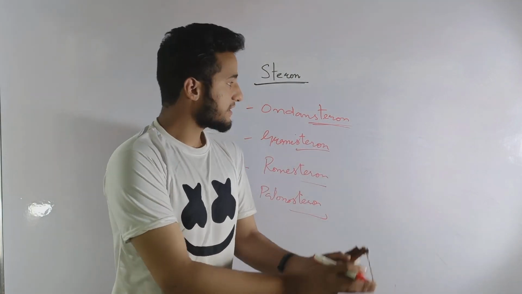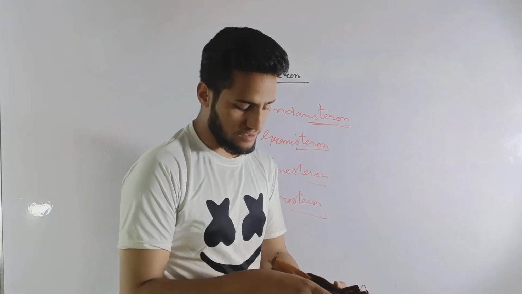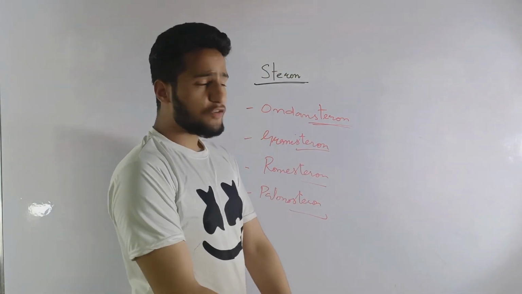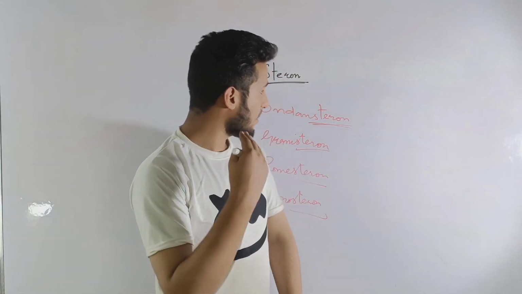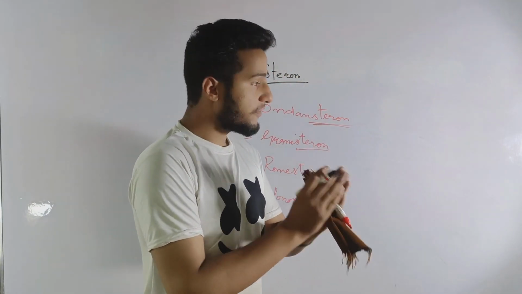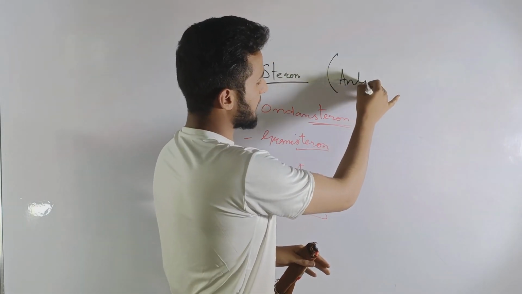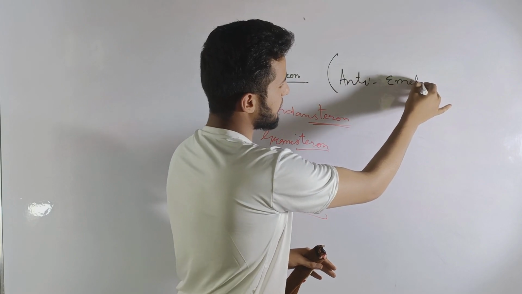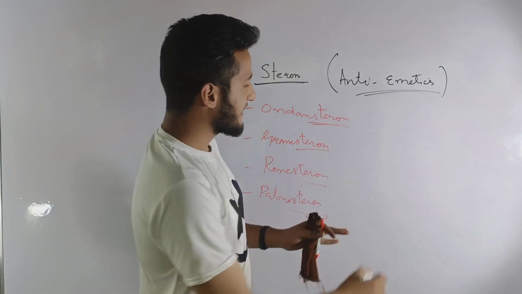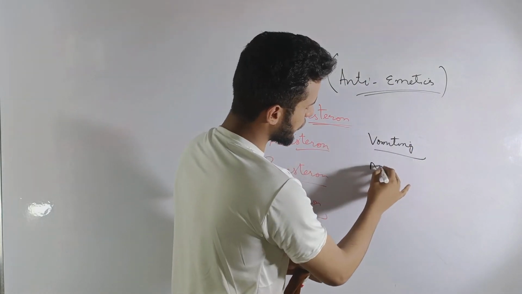Now we will see where these drugs are used, where these drugs are given, and which class these medicines belong to. So setron. Whenever you see any medicine or any drug that contains setron as the end part, the first thing that will come to your mind is that these drugs are antiemetics. What are antiemetics? These drugs are given in case of vomiting and nausea.